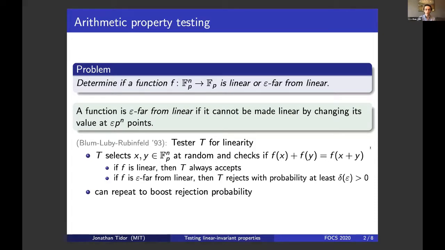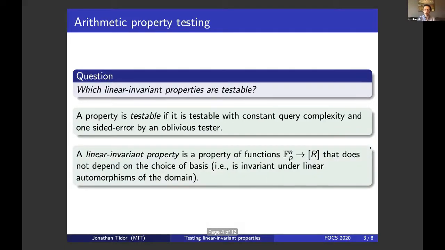So in general, in the field of arithmetic property testing, we'll be interested in studying which properties are testable. To be a little bit more precise, I should tell you what testable means and what I mean by a property. So in this talk, when I say testable, I mean testable with constant query complexity and one-sided error by an oblivious tester. I won't precisely define those terms, but you should think of this as just, is there a tester that works sort of like the BLR test, where it does this random subsampling and then determines whether or not the function satisfies the property.